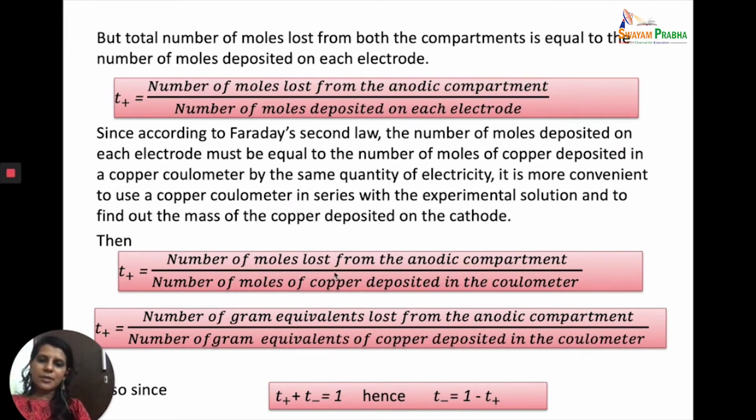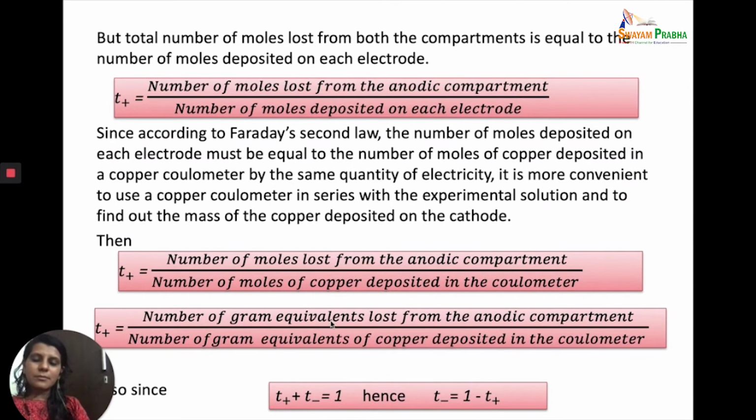So T plus will be equal to number of moles lost from the anodic compartment upon number of moles of copper deposited in a coulometer. So coulometer is used to measure the current in terms of copper deposited on the copper electrode, or silver deposited in the silver coulometer. But here we are taking a copper coulometer. So number of moles lost from the anodic compartment upon number of moles of copper deposited in the copper coulometer, which is placed in series with the Hittorf's experimental setup, will give me the transport number of the cation. So transport number of the cation can be determined by this method.